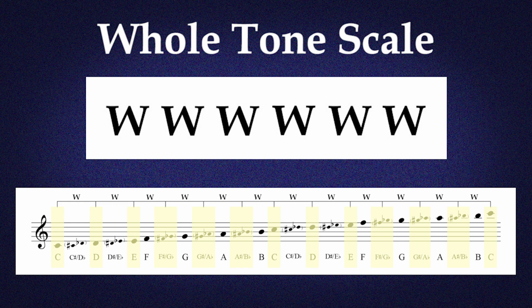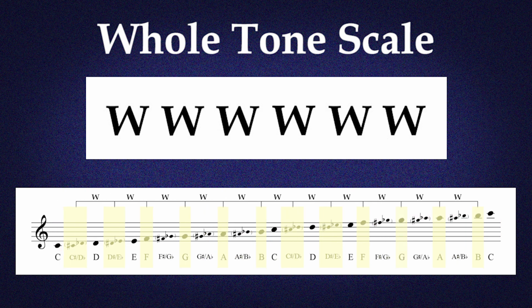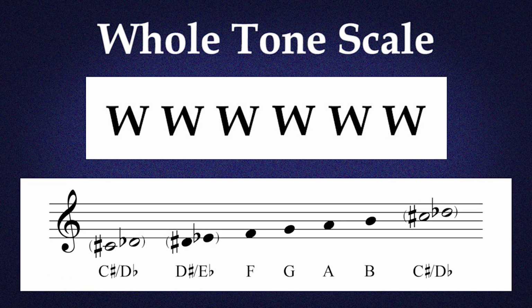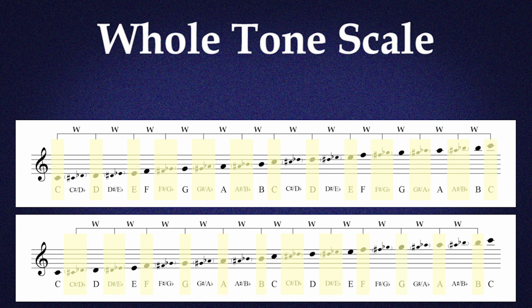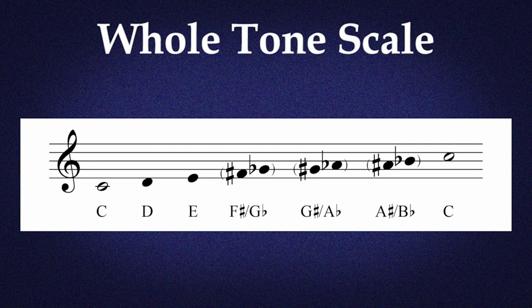If we started a half step higher than C, we would get another whole tone scale that uses the other 6 notes of the chromatic scale: C sharp or D flat, D sharp or E flat, F, G, A, B, and C sharp or D flat. And just like before, any of the notes of this whole tone scale could be considered the tonic. Now again, we have to be careful about which note we call the tonic, but since there are only 2 groups of notes that make up any whole tone scale, we could say there are only 2 distinct whole tone scales. Here is the C whole tone scale.